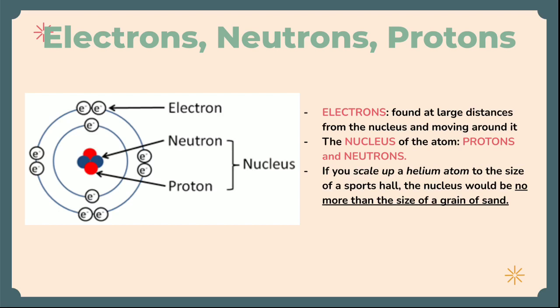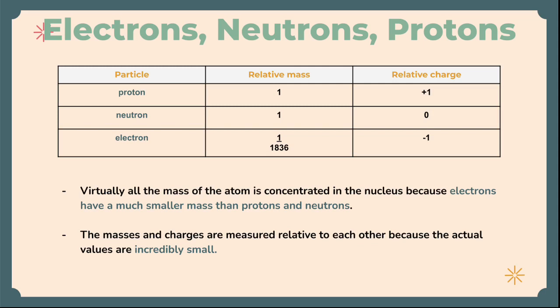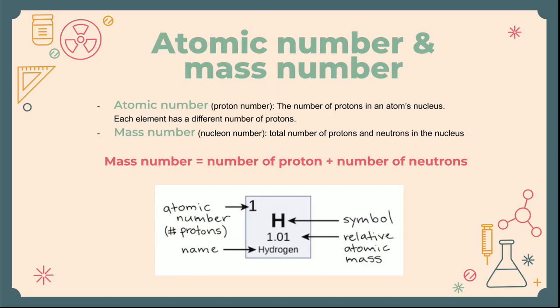The nucleus of the atom contains protons and neutrons. If you scale up a helium atom to the size of a stadium, the nucleus would be no more than the size of a grain of sand. Virtually all the mass of the atom is concentrated in the nucleus because the electrons have a much smaller mass than protons and neutrons. The masses and charges are measured relative to each other because the actual values are incredibly small.